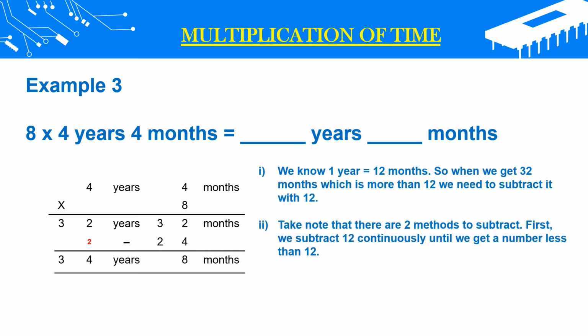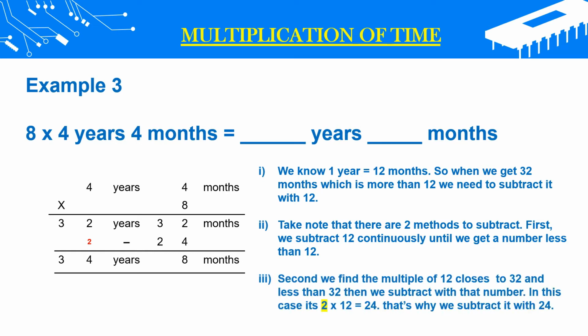Now, for 32 months, we need to subtract this with 12 months. So, there are 2 ways to solve this. One, we can subtract it with 12 months continuously until we get a number smaller than 12. Or, we look for a multiple of 12 and we can subtract straight away. So, here I choose to subtract with 24, which will give 8 as the final answer.